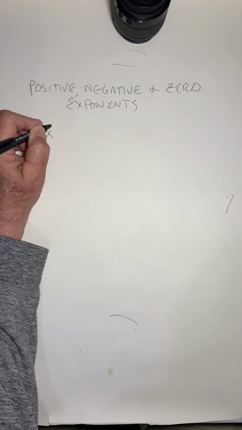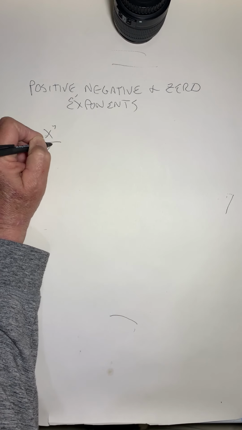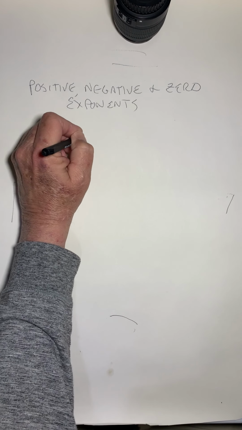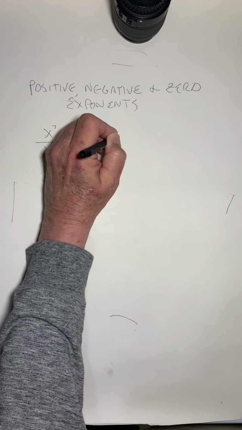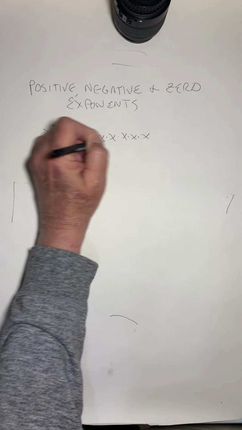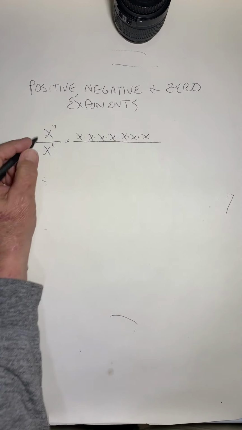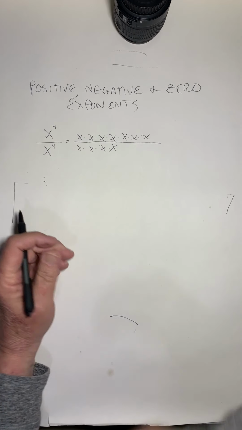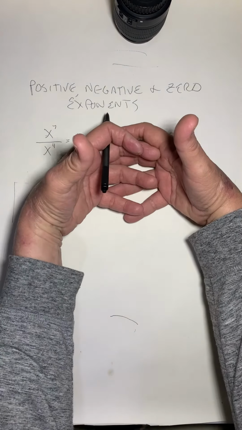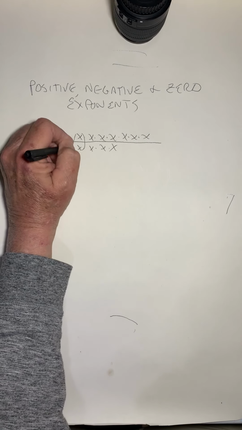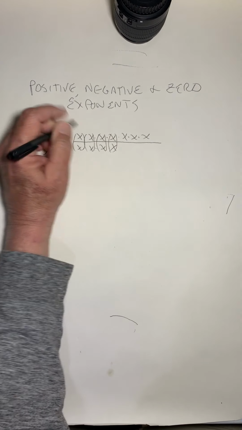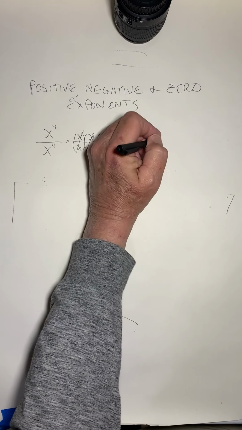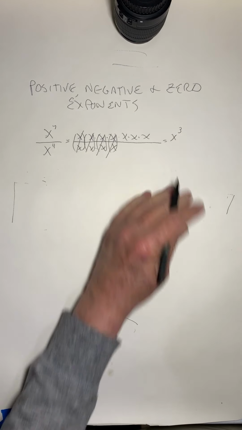Suppose I had x to the 7th divided by x to the 4th. Now, x to the 7th is actually x times x times x times x times x times x times x. It's 7 x's multiplied. And x to the 4th is going to be 4 x's. Since when I multiply fractions, I put them together, I could take them apart. And basically, you can see that all of these cancel, and I'm left with x times x times x, which is x cubed.